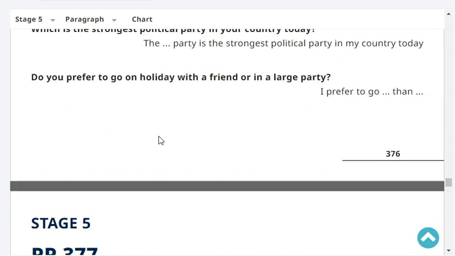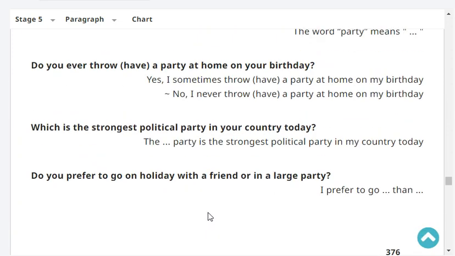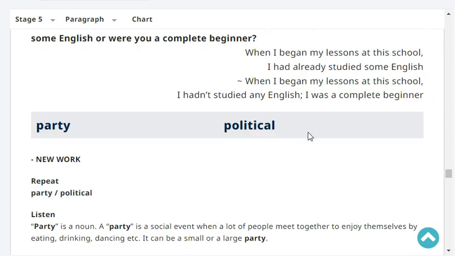Okay, next one. Do you prefer to go on holiday with a friend or in a large party? I prefer to go on holiday with a friend than in a large party. Very good.